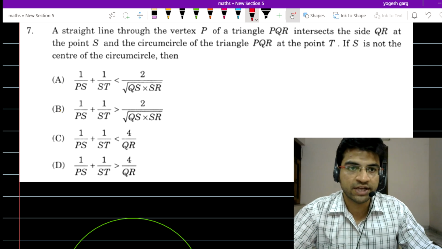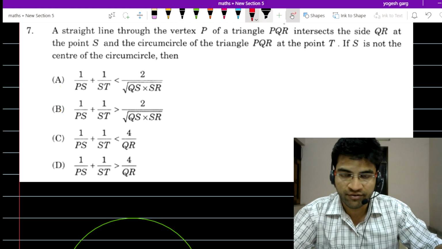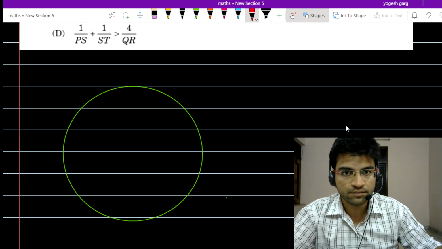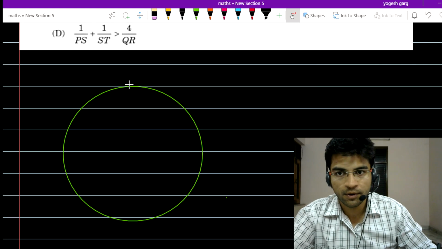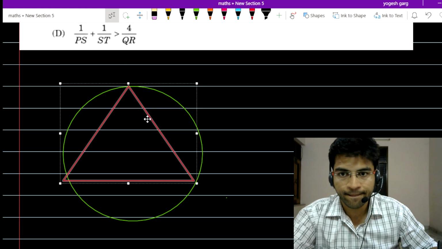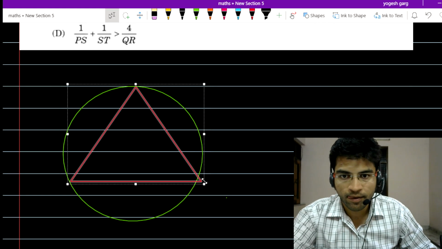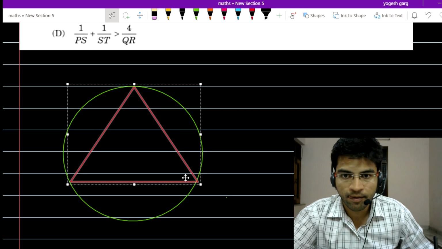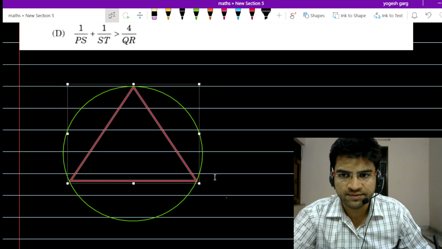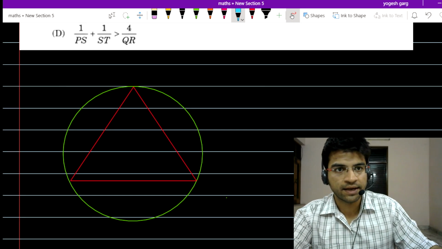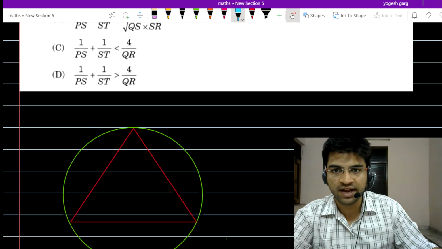A straight line through vertex P of the triangle. So we have to make a triangle inside this. So let us make a triangle inside this. Right, it's fine, right? So this is a triangle, and it is inside this. Let us say this is triangle PQR.